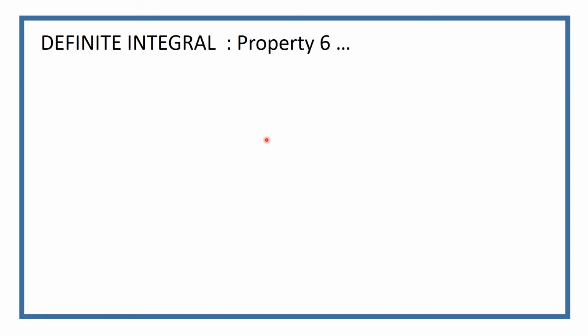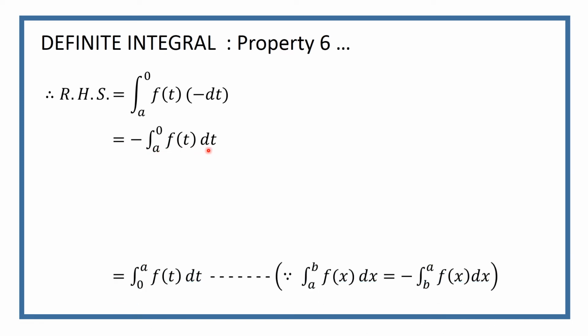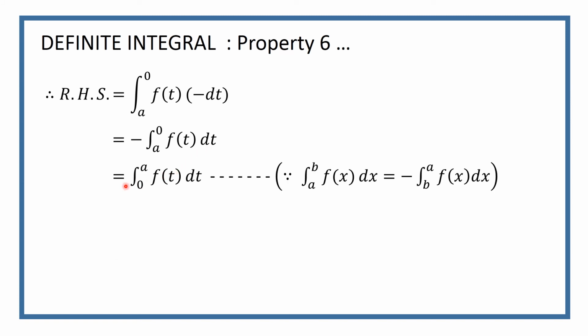Now your RHS will be integration a to 0 f of (t) minus dt, as we have changed the limits also. So we'll get minus integration a to 0 f of t dt. So we can apply property number 2 and we can write this as integration 0 to a f of t dt. Okay.